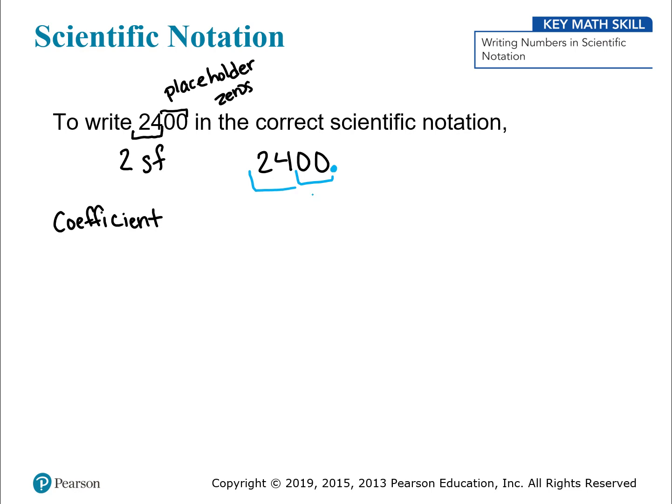So that means that we have to go here. So our coefficient is 2.4. Notice how I dropped all those zeros because they're not significant. You only keep the significant digits in your scientific notation coefficient.